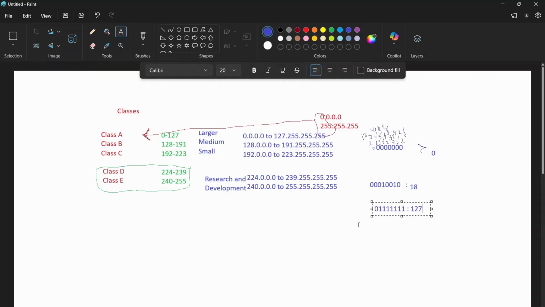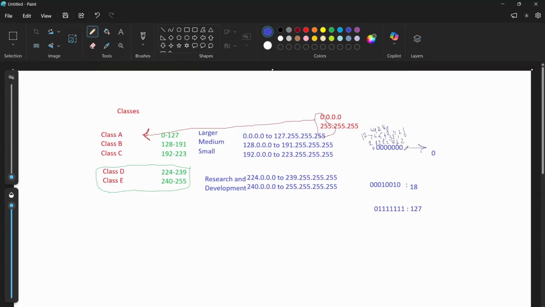The value is changing from 2 power 0 to 2 power 6, and it will keep changing every time till 127. But this 0 value at the 2 power 7 position is constant. It is not changed. This 0 value we call the priority bit.